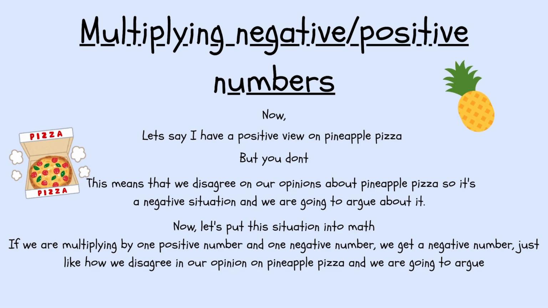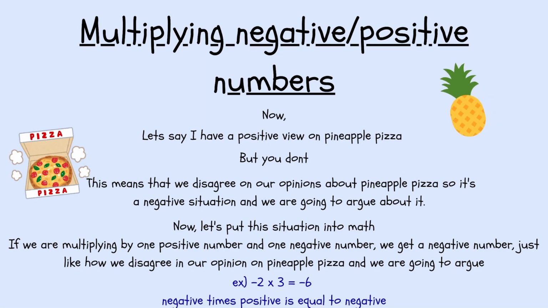If we are multiplying one positive number and one negative number, we get a negative number. Just like how we disagree in our opinion on pineapple pizza and we are going to argue. Arguing is not a positive situation, it's more of a negative situation, right? So for example, negative 2 times positive 3 will give you negative 6, meaning that a negative number times a positive number is going to equal a negative number.